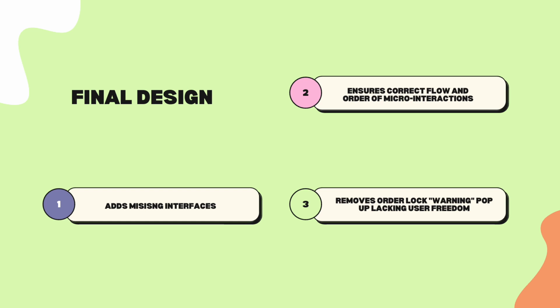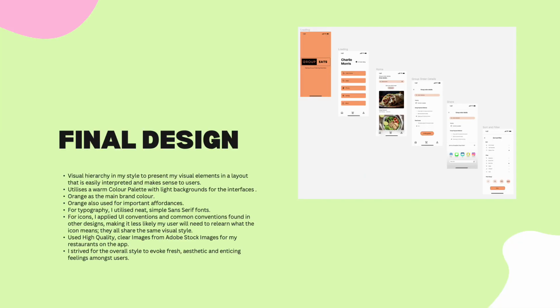My final high-fidelity design ensures all missing interfaces were added, the correct flow and order of micro-interactions, and removed any interfaces or affordances that lacked user control or freedom, like the order lock warning pop-up. Designing a visual guide for my final design was enjoyable. I ensured I implemented a visual hierarchy into my style to present my visual elements in a layout that is easily interpreted and makes sense to users.